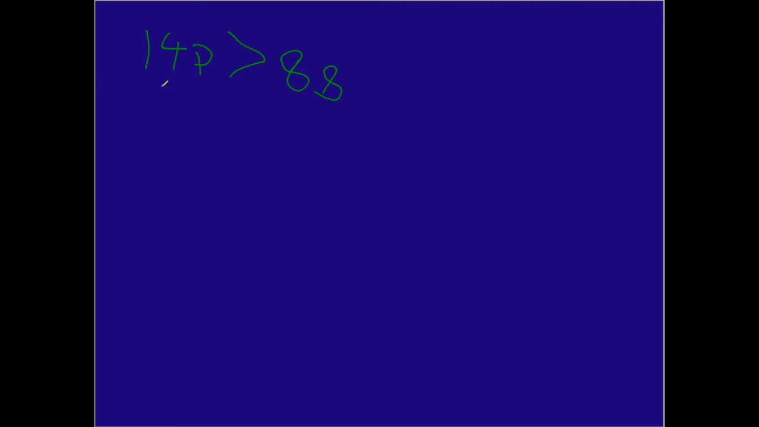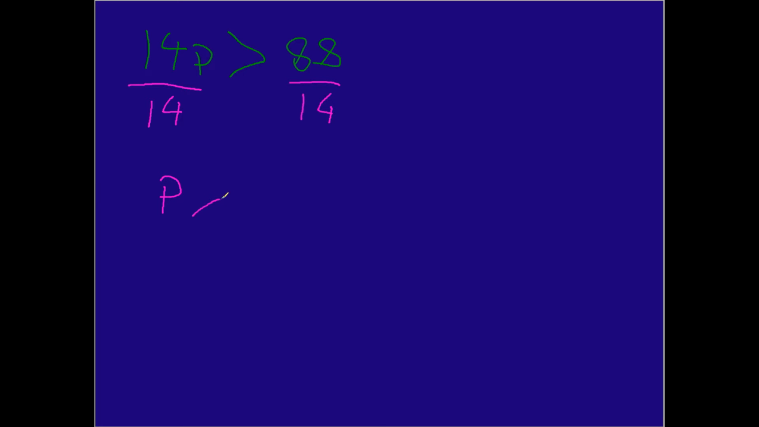The next thing that I want to do is divide both sides by 14. If I divide both sides by 14, I'm able to remove the 14, and I'm able to have left just my variable isolated by itself.